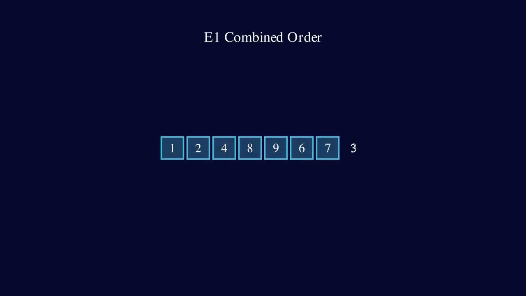Now combine the parts for example 1 in anti-clockwise order. Left boundary, 1, 2, then leaves, 4, 8, 9, 6, 7. Finally, the right boundary bottom up, 3. The final boundary traversal is 1, 2, 4, 8, 9, 6, 7, 3.